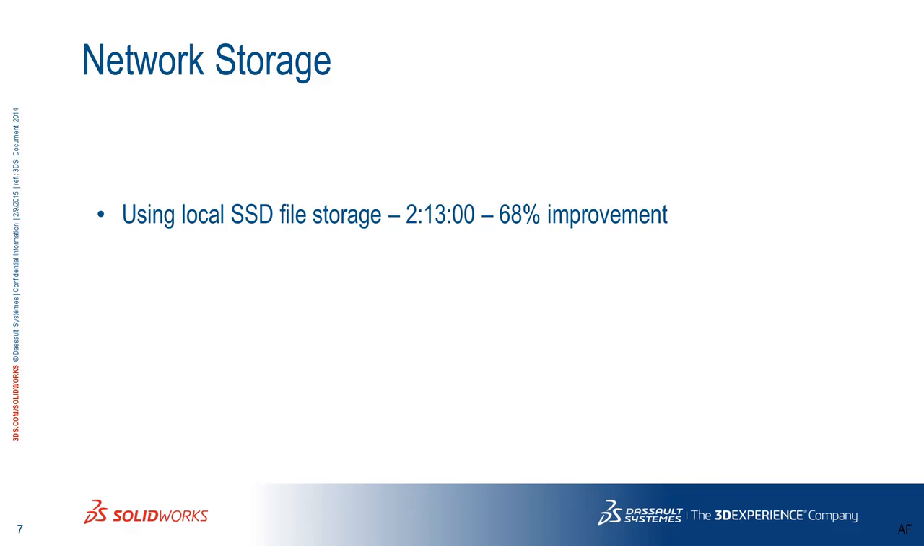Yes, sir? So the 68% is compared to opening over the network with the antivirus full on, on the server? Exactly. Antivirus full on both sides and going over the network. That's our baseline. Good point. Thank you, Wes. The question was, what was the baseline? What are we comparing to? And this is local, on the local hard drives operating SOLIDWORKS, versus the files being stored on the network with virus scanning on both sides. Big improvement.